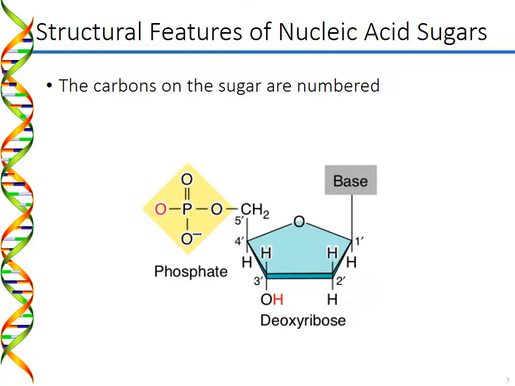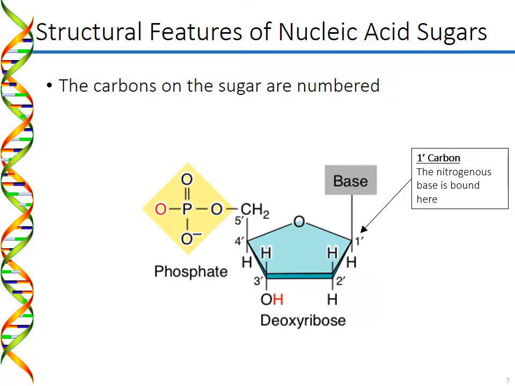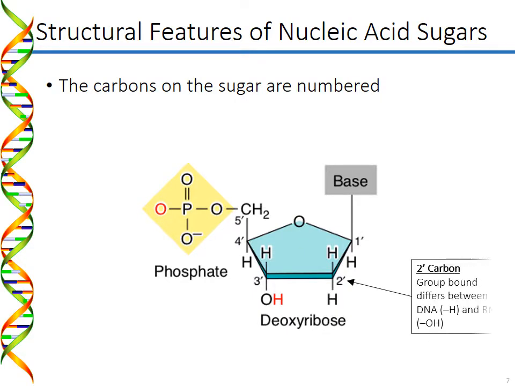Taking a closer look at the numbering scheme that I just mentioned on the previous slide, we have here a nucleotide of deoxyribose, and this is just as an example. The numbering scheme between deoxyribose and ribose is the same. Taking a look first at the 1' carbon, this is where the nitrogenous base is bound. The 2' carbon is the one that has a different group attached to it, whether it is DNA or RNA.